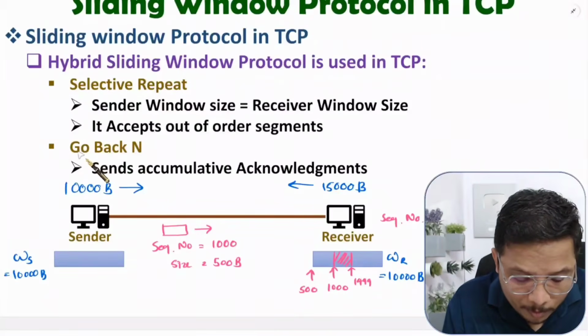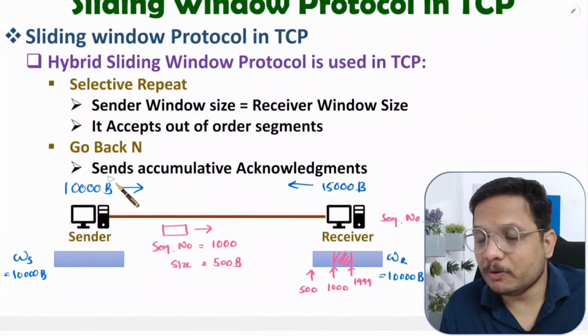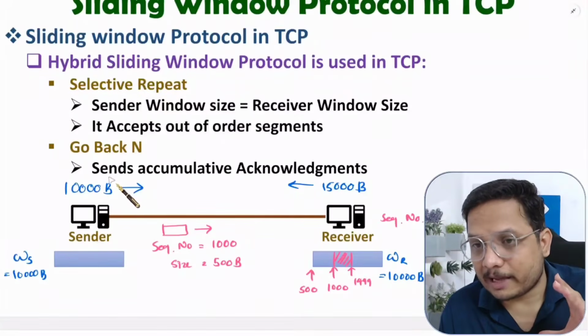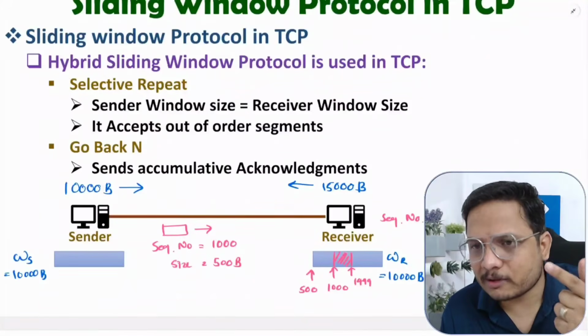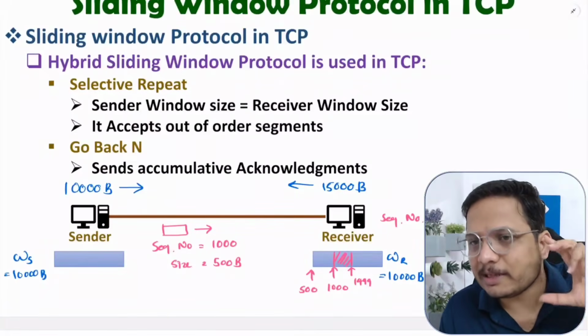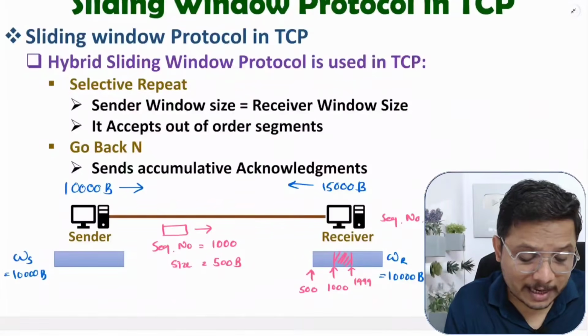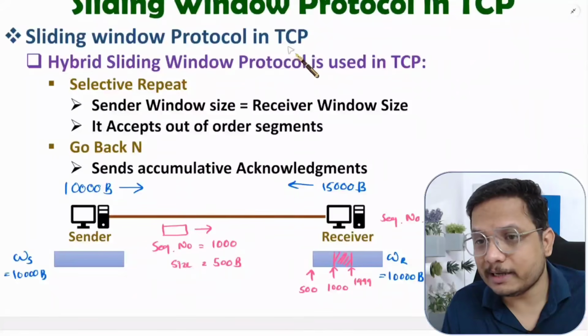And in go back and I have explained you, we are having cumulative acknowledgement. Means for every received segment we don't need to forward acknowledgement. Here cumulative acknowledgement that can be given. That is how sliding window protocol that is implemented in TCP.